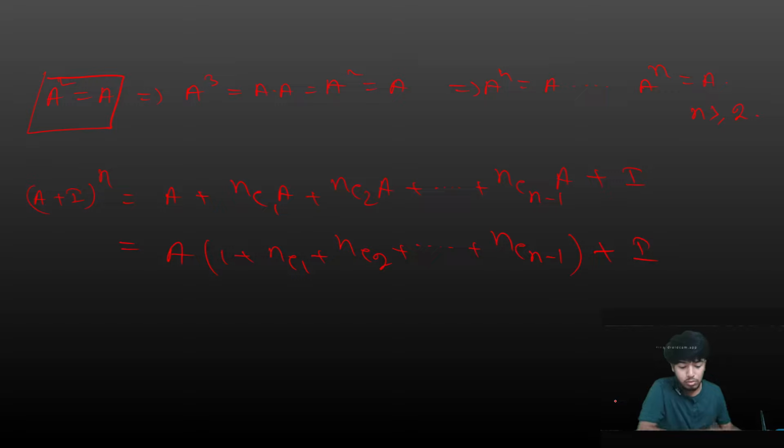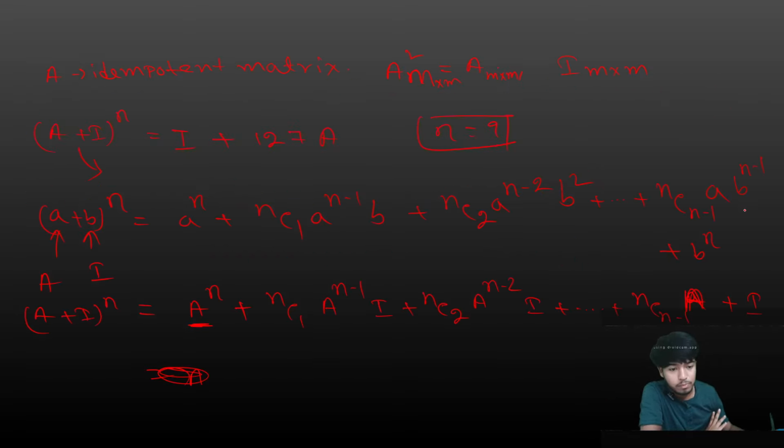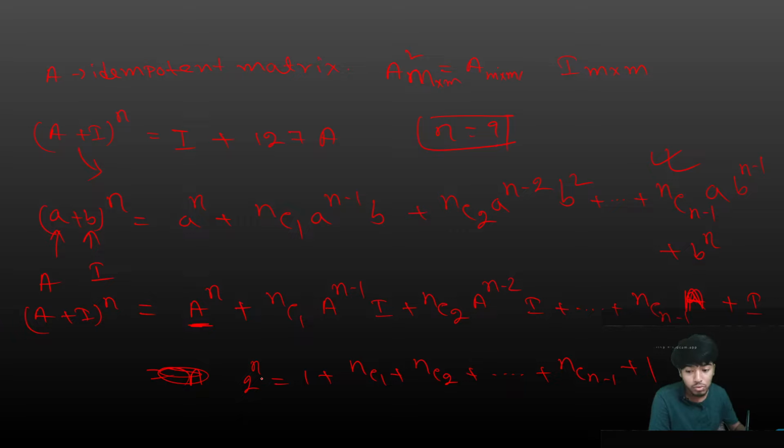And now you use this inequality. So this one is known, no? Put the value a equals to 1 and b equals to 1. What you get? 2 to the power n equals 1 plus nC1 plus nC2 plus up to nC(n-1) plus 1. You get this, no? So the value of this is 2 to the power n.